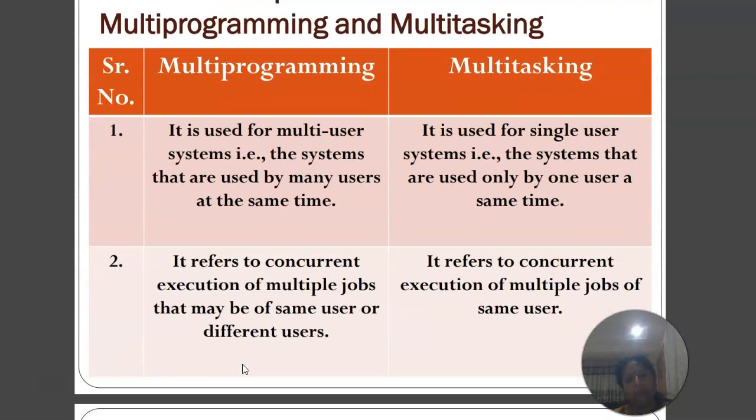Here is the comparison between multiprogramming and multitasking. Multiprogramming is used for multi-user systems, that is, systems that are used by many users at the same time. And multitasking is used for single user systems, that is, systems that are used by only one user at the same time. Multiprogramming refers to concurrent execution of multiple jobs that may be of the same user or different users. Multitasking refers to concurrent execution of multiple jobs of the same user.